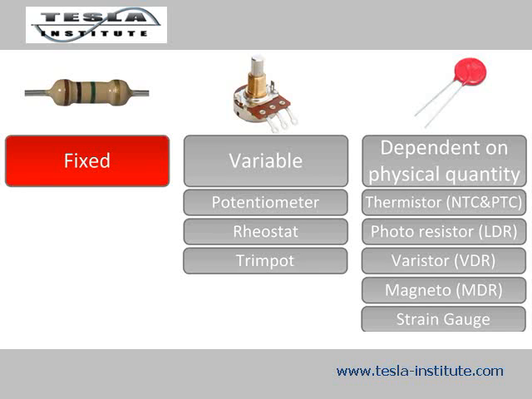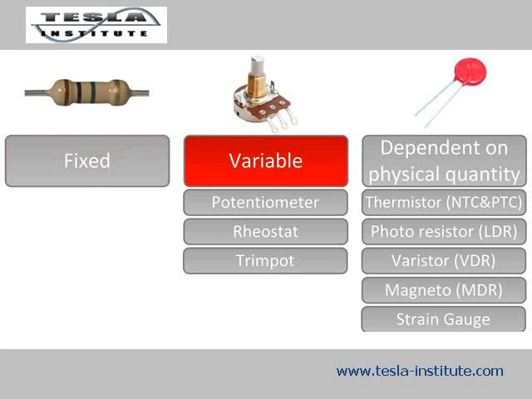Fixed resistors have a constant resistance value and they are the most common type. When people talk about a resistor, they most probably mean a fixed resistor. The picture shows an actual carbon film resistor. Fixed resistors are available in axial and SMD packages.